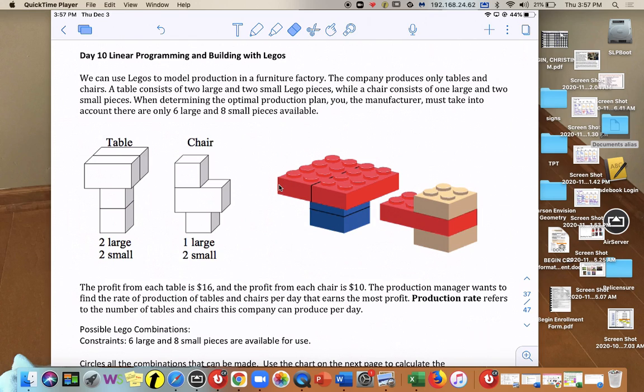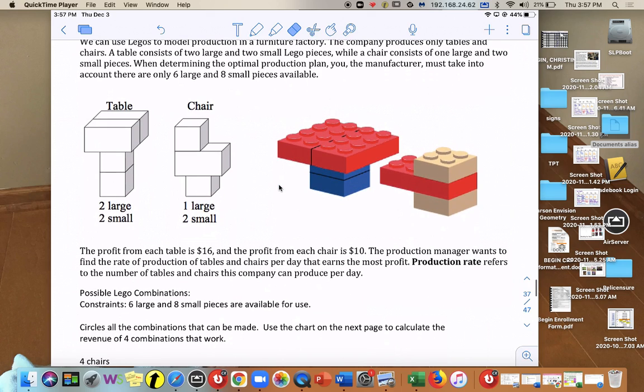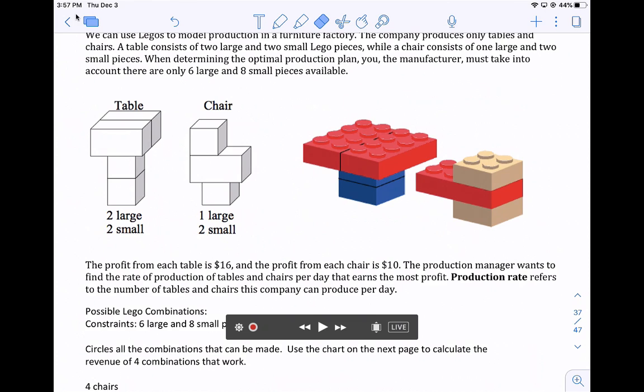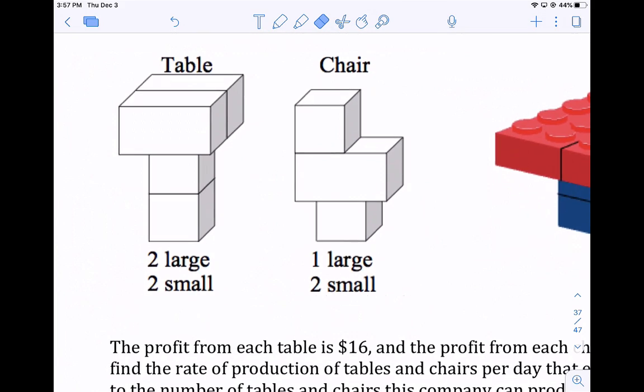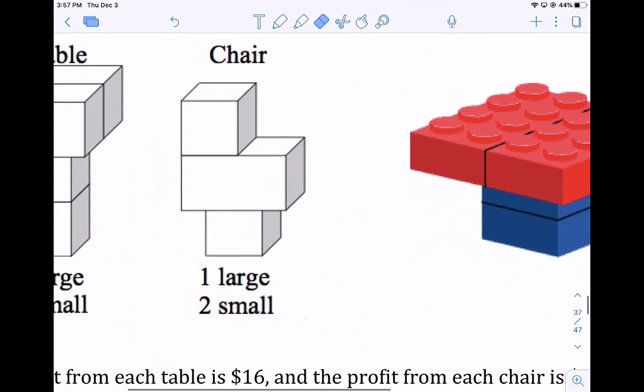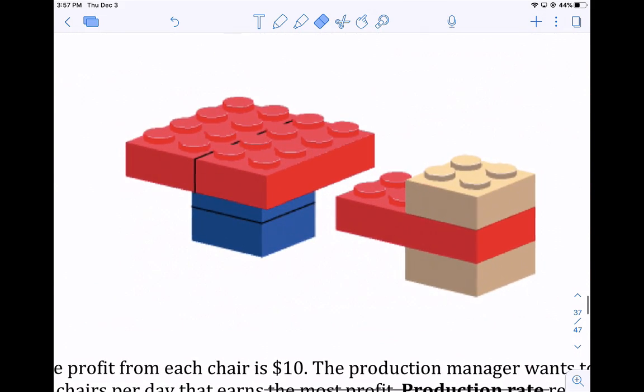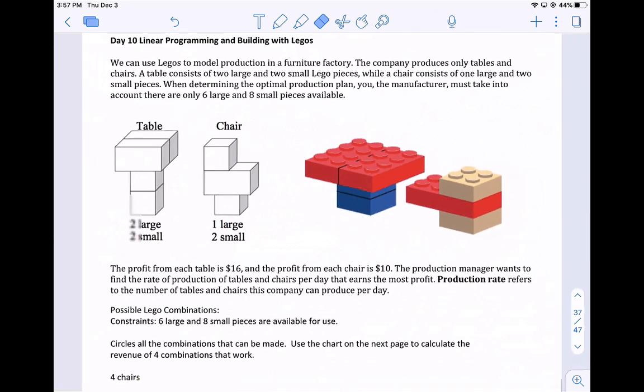And again, here just shows how these were built. I suppose I can make this big here. So it shows how these are built. That table's the 2 large on top, the 2 small on bottom. The chair is 1 large and then 2 small. Here's kind of what it looks like if you want to picture that.